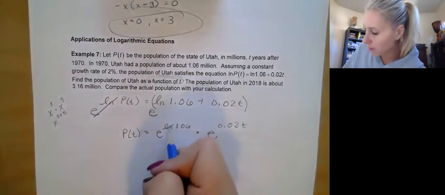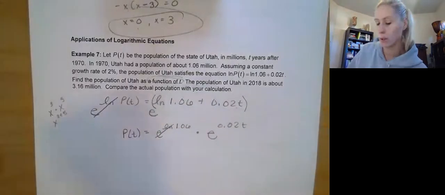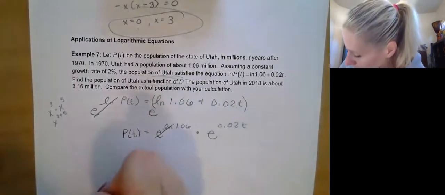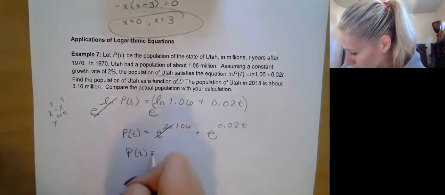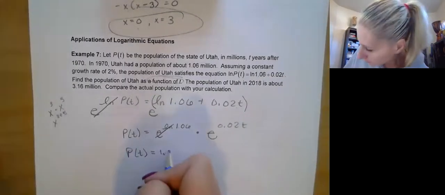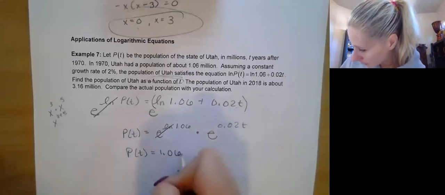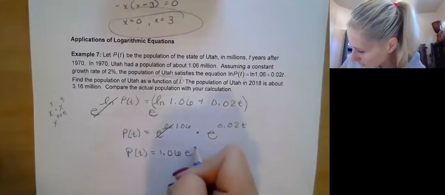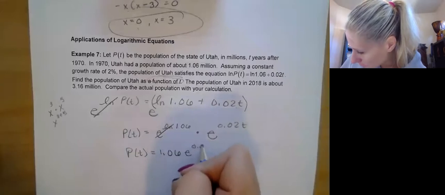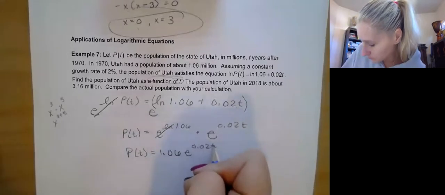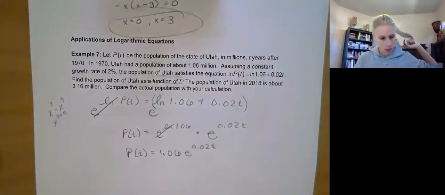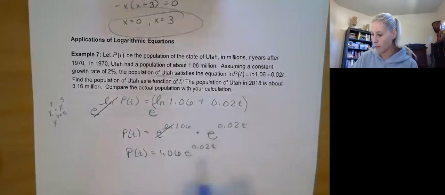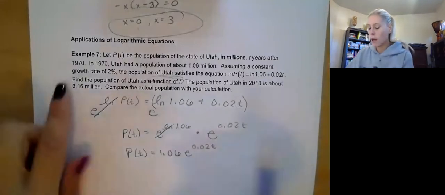We also know then that these two will switch or cancel. So I'm left with P of T equals 1.06 times e to the 0.02 t. All right, now we have our calculation here. We have our function. Now let's talk about t.